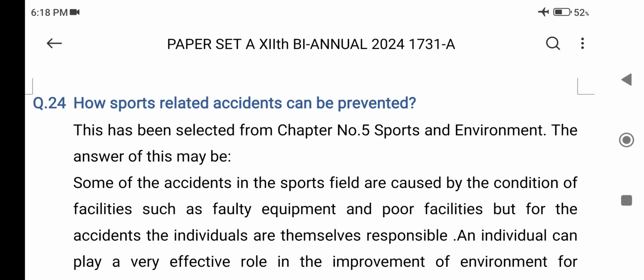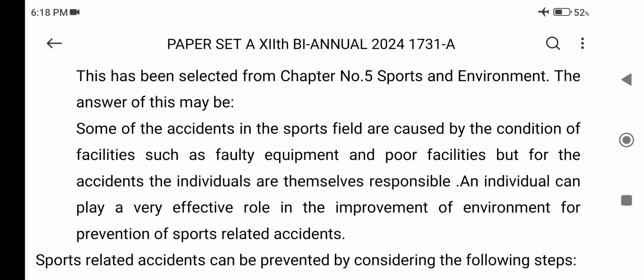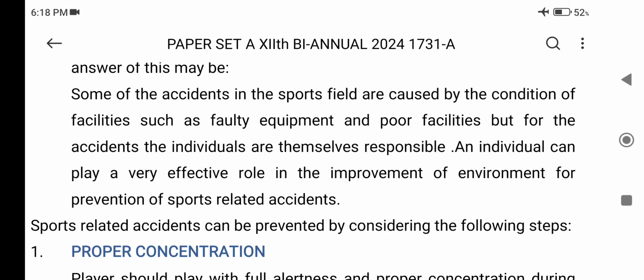To question number 24, how can sports related accidents be prevented? This question has been selected from chapter number 5, Sports and Environment. The answer of this question may be: some of the accidents in the sports fields are caused by the condition of facilities, such as faulty equipment and poor facilities.